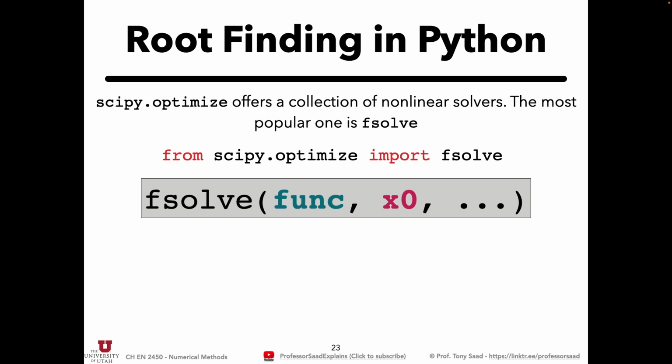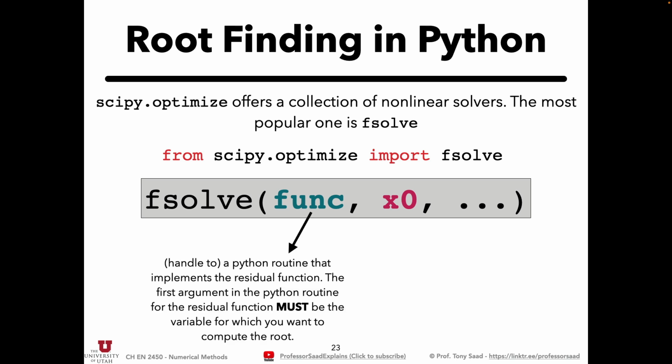So I put those in 3 dots because they are defaulted to some value. So what we need at a minimum to use fsolve is to provide a residual function and an initial guess. So let's expand on those a little bit. Func is a Python routine that implements the residual function, or the residual form of your equation. The first argument in the Python routine for the residual function must be the variable of interest, the variable for which you want to compute the root.